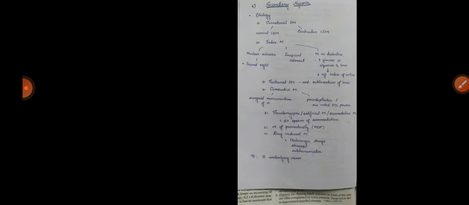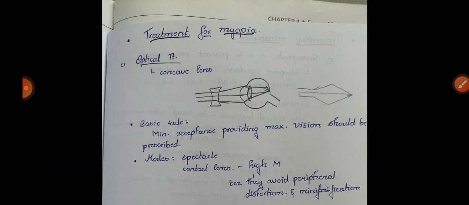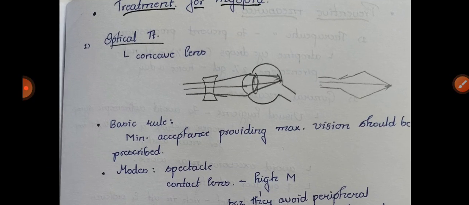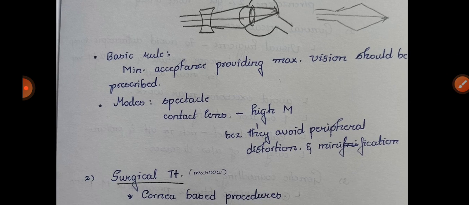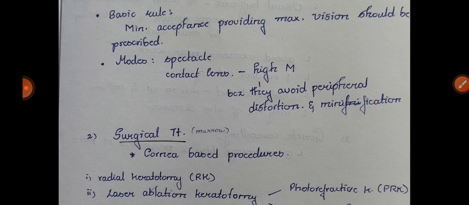Okay, because of the lens. Now coming to the treatment of myopia. We will give optical treatment. Most commonly we will use a concave lens, which causes images to form on the retina. The image that was forming in front, it shifts backward. The basic rule is minimum acceptance with maximum vision should be prescribed. Modes are spectacles or contact lens. Contact lens can be given for high myopia because they avoid peripheral distortion and magnification.